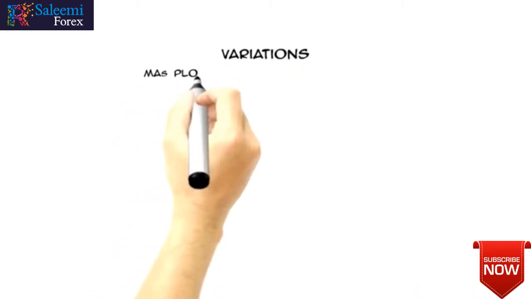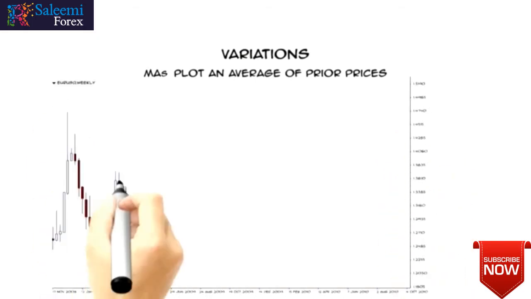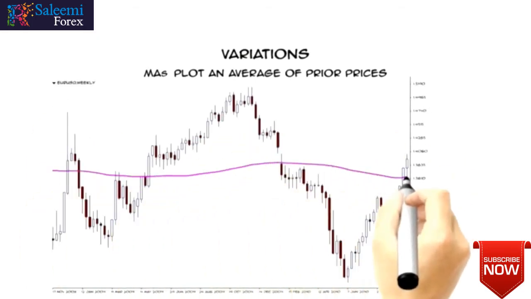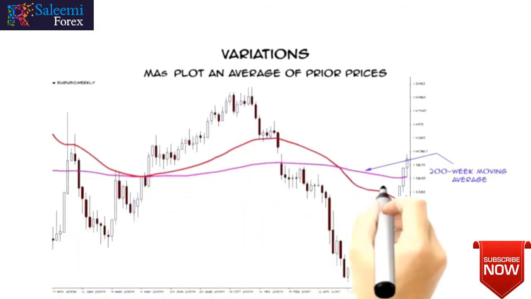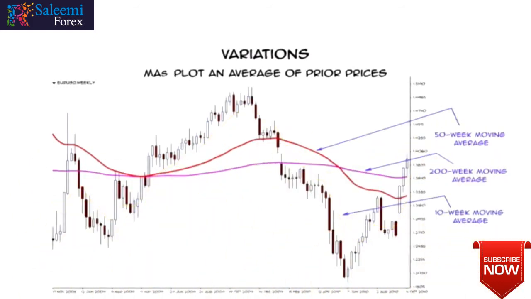Variations. Moving averages plot an average of prior prices, so by their very nature they lag behind price. The more periods that are averaged, the slower the moving average responds to recent price changes. For example, note on this chart how the shorter duration 10-week moving average reflects near-term price direction better than the 50 and 200-week moving averages.